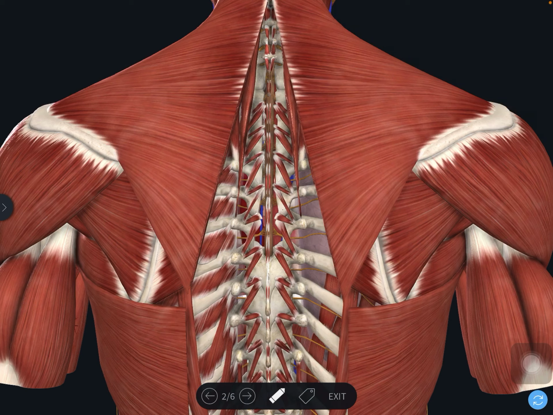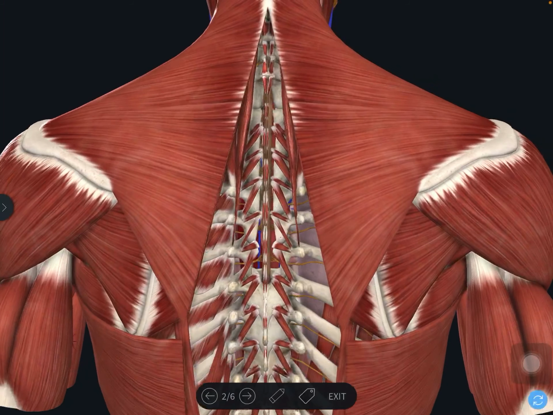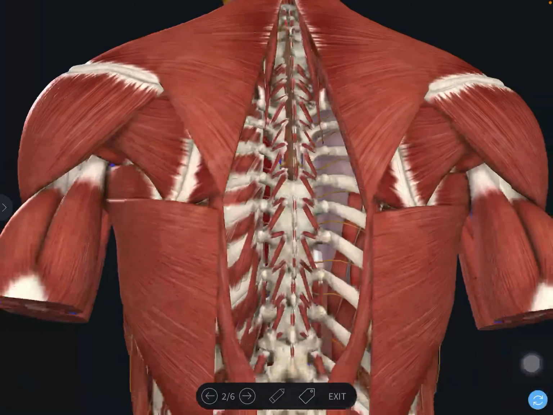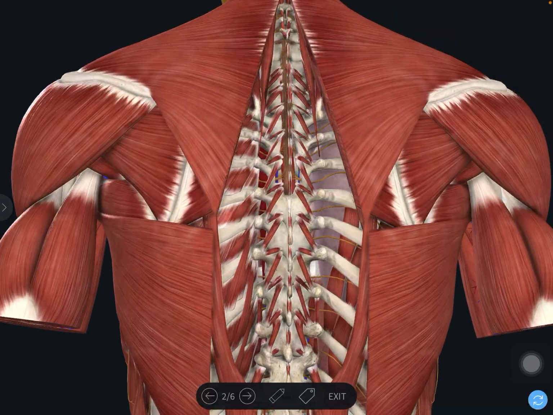In the lower 9 spaces, they are derived from the descending thoracic aorta, which is running here. You can see this large vessel running in the thorax, the descending thoracic aorta. From the descending thoracic aorta, the arteries of the lower 9 spaces are derived. Posterior intercostal artery.